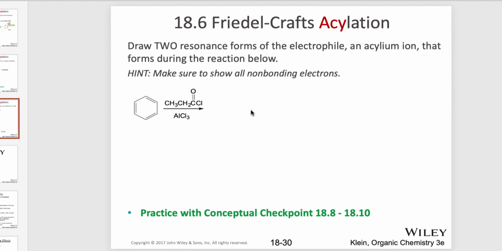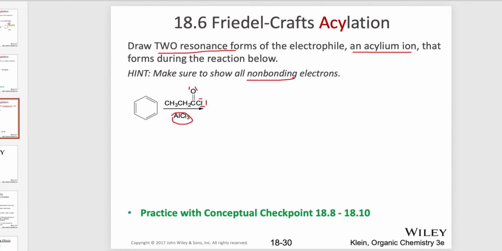And then here I have another practice question. You may want to pause here, read through it, draw some structures. What I'm asking for is to draw two resonance forms of the electrophile, which is an acylation, which we just discussed, that forms during the reaction. Again, we want to show all the electrons to understand the dynamics. So we have electron pairs here and here. And then we want to understand the role of the catalyst, which is a Lewis acid.